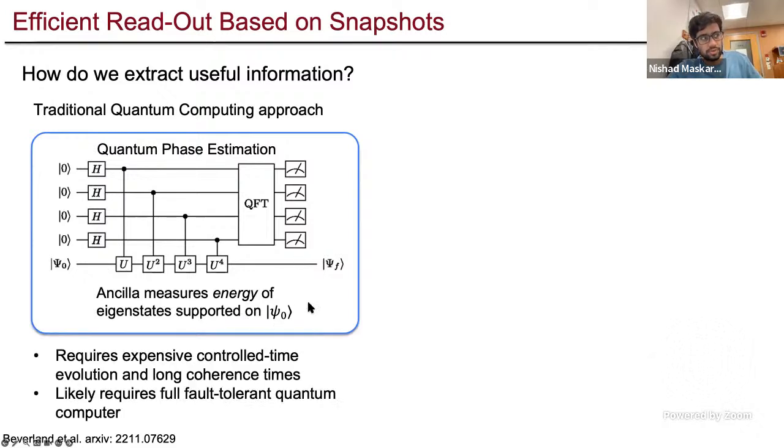Now, this algorithm works well asymptotically. It has very good precision as a function of the amount of time it takes. However, in practice it's quite expensive because it uses controlled time evolution and also requires doing many operations coherently and in parallel. And as such, this quantum phase estimation algorithm is likely something that requires a full fault-tolerant quantum computer in order to do well.